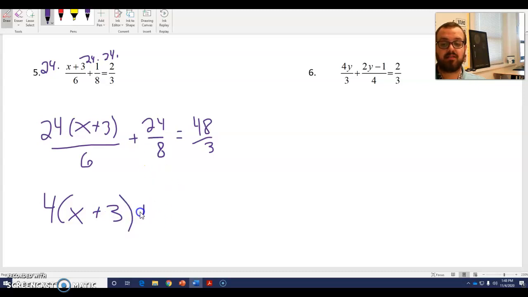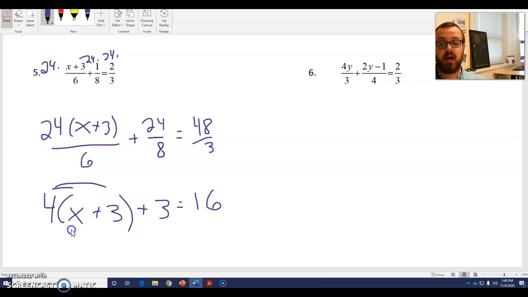24 divided by 8, that's going to be 3. And then 48 divided by 3 is going to be 16. We are now at a point where we can go ahead and solve this just like normal. All our fractions are gone. We multiplied by the 24, made them all disappear. Now I can go ahead and solve like normal.